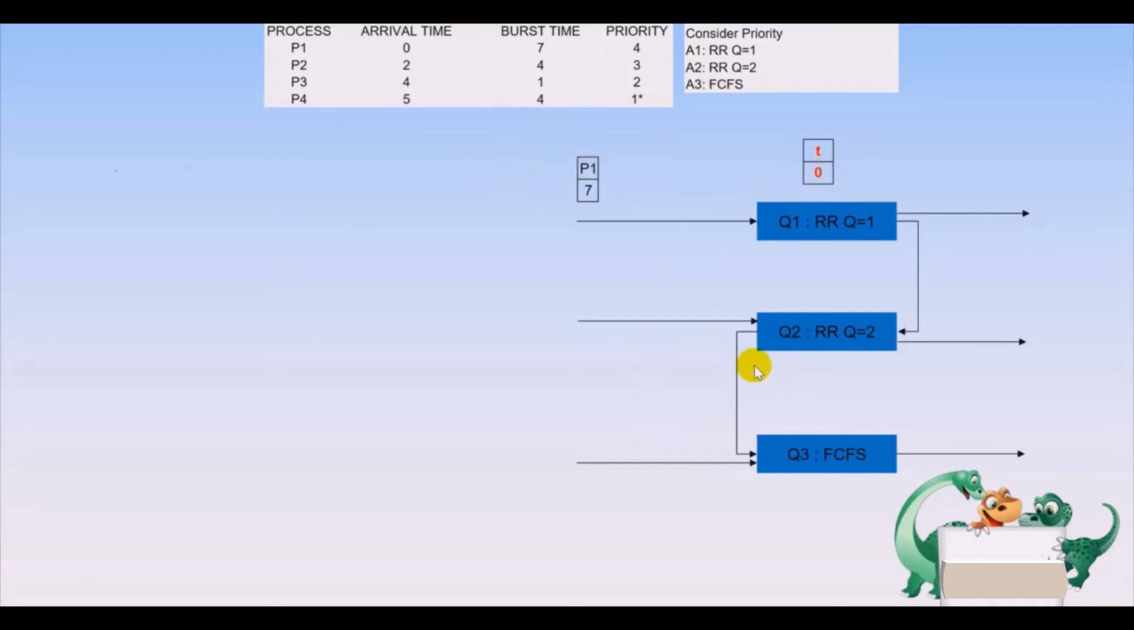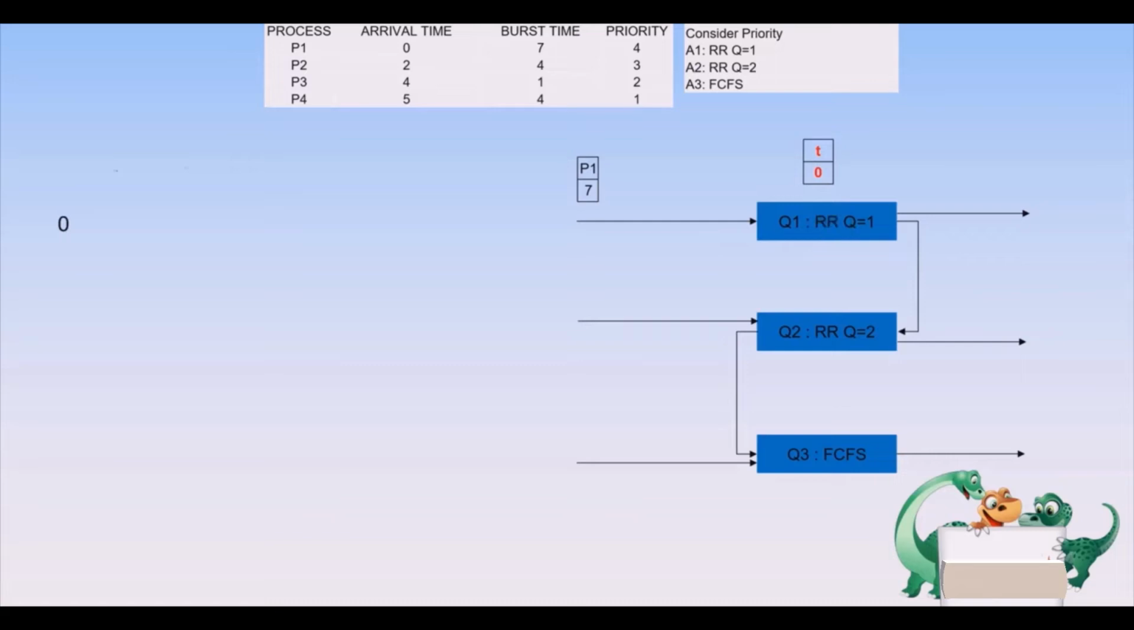At time 0 I have an illustration here. I want you to observe the time for every tick, as an event is happening. At time 0, only process 1 is in the ready queue, and this process requires 7 milliseconds of burst time. So process 1 is in the ready queue of queue number 1, which is implemented using round robin with a quantum of 1. So let's start.